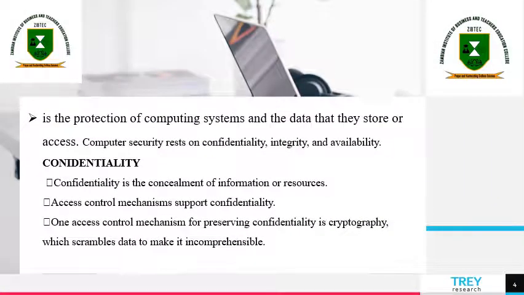Okay. So computer security, we are saying, is the protection of computing systems, and the data that they store or access. Computer security rests on three important things. The first one, we call it confidentiality. The second one, we call it integrity. The third one, we call it availability. Now we'll talk about each one of them in detail.